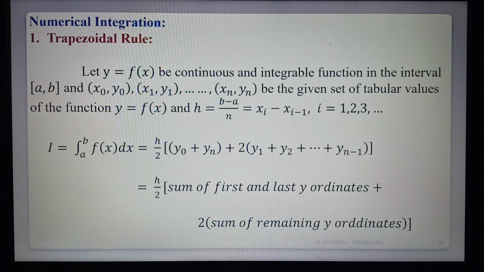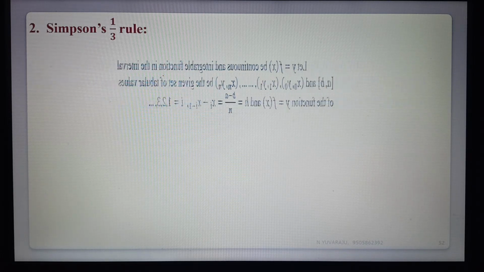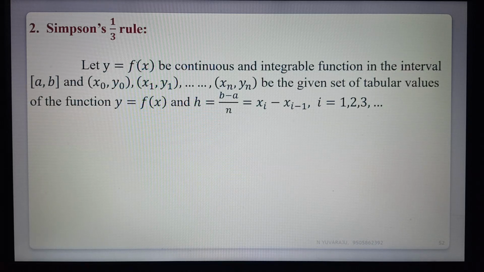Next, Simpson's 1 by 3 rule. This is another formula for finding the numerical integration. See here. Same as before, let y is equal to f of x be the given function in the interval a comma b, with the given table of x values and y values, and h is the step length of each subinterval, the same step length.